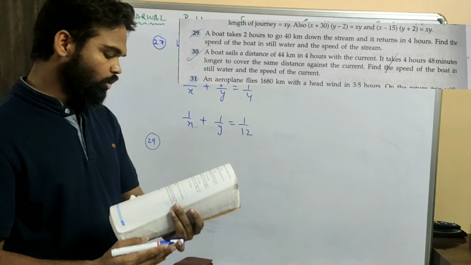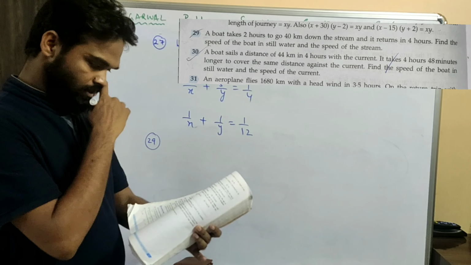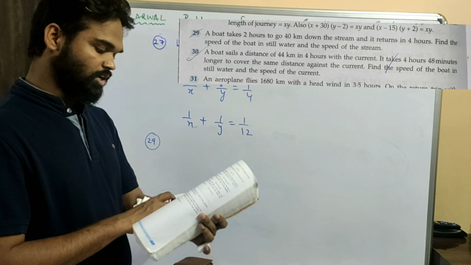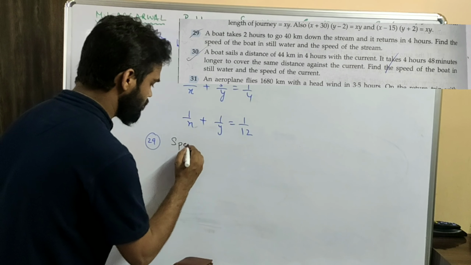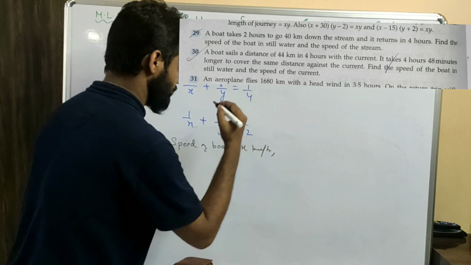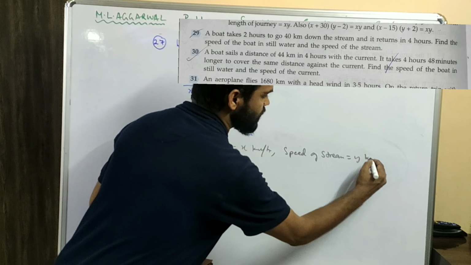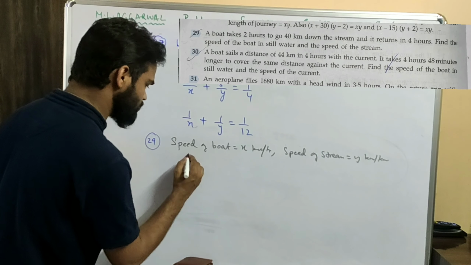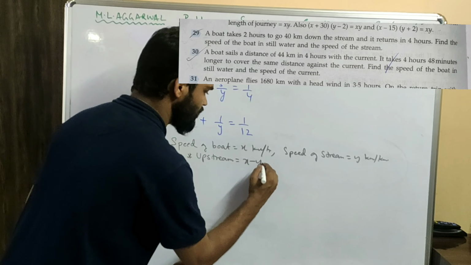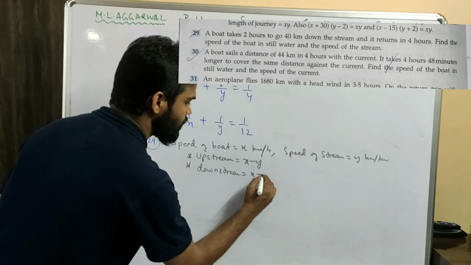29c. A boat takes 2 hours to go 40 kilometers down the stream and it returns in 4 hours. Find the speed of the boat in still water and the speed of the stream. First of all, take the speed of the boat as x kilometer per hour and the speed of the stream as y kilometer per hour. So there are two cases we have already done. Upstream, against the stream, the speed is x minus y, and downstream, with the stream, x plus y.